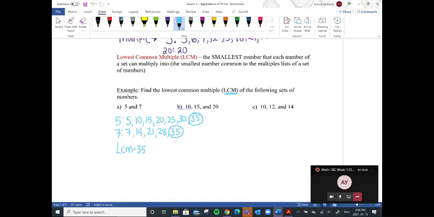So you basically just have to keep going with your lists until you find a number that you know is going to exist in both. Okay, and in some cases, it does end up being the two numbers multiplied together, but not always.